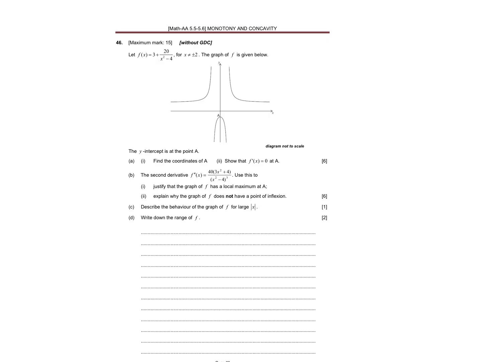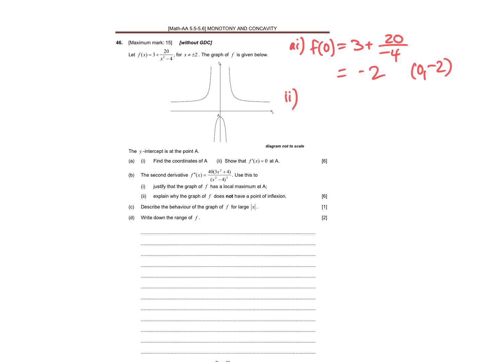The graph of f is given below. The y-intercept is at A. Find the coordinates of A. Okay, so for that one, we just sub in x is 0. So that's going to be 3 plus 20 over negative 4, which is negative 2. And it looks like it.